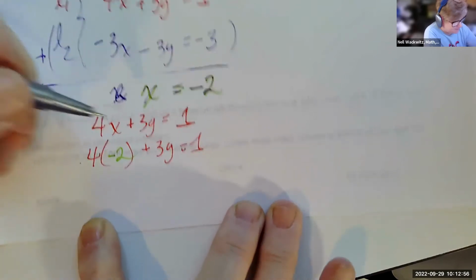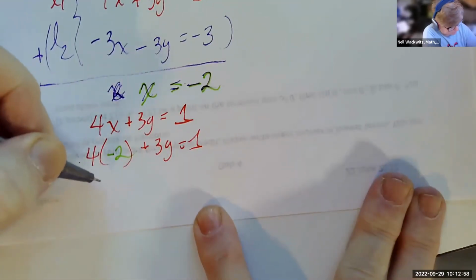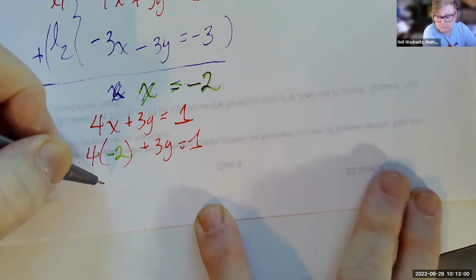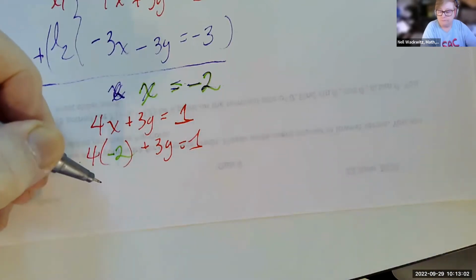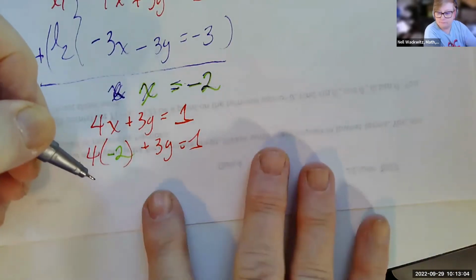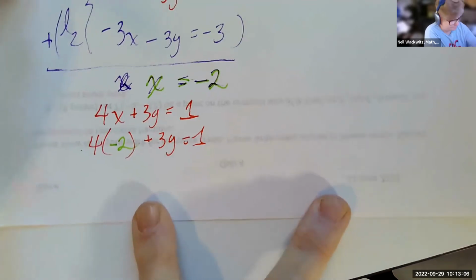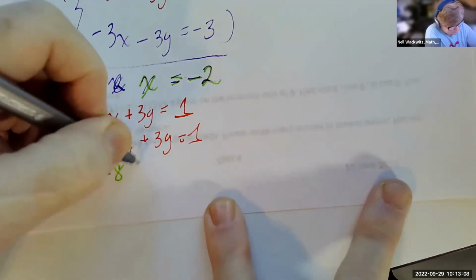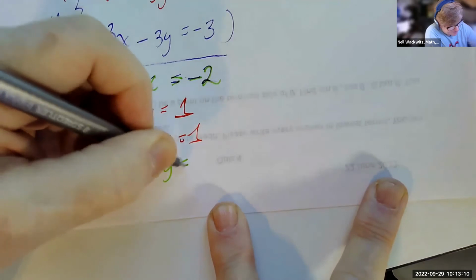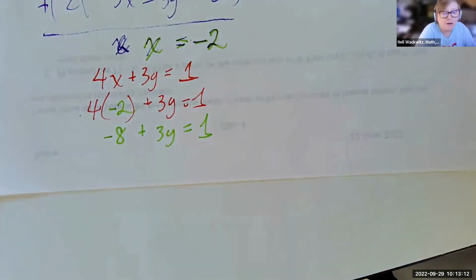So 4 times -2 is -8. And everything else stays. How can I get closer to solving for y?